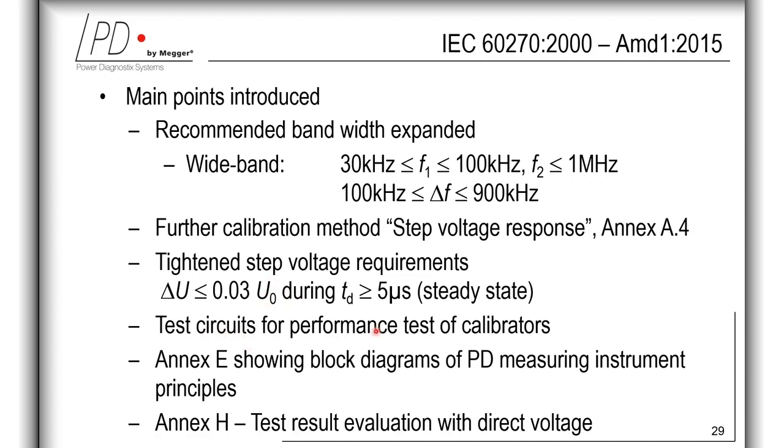And here, test circuits for performance tests of calibrators were also introduced, and in the Annex C you can find the block diagrams of partial discharge measuring instrument principles, and in Annex H, test result evaluation with direct voltage was also introduced.